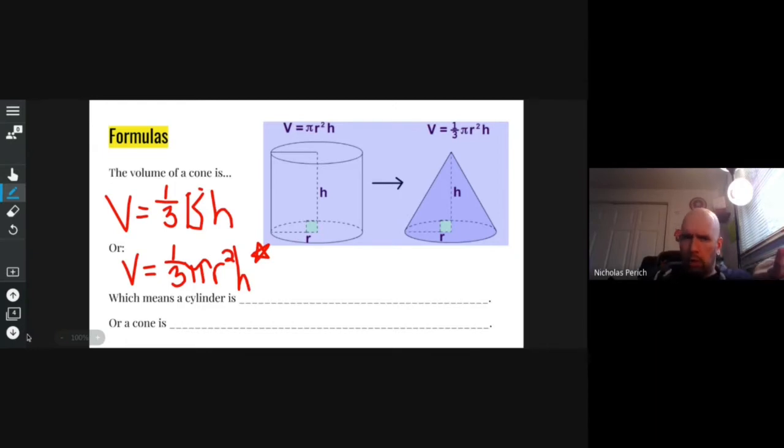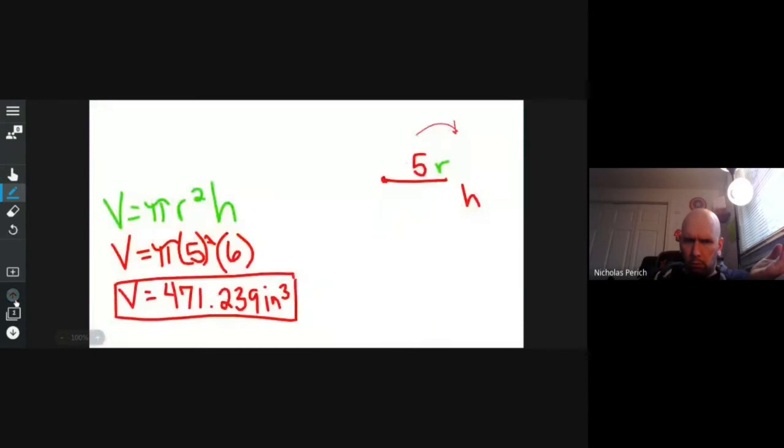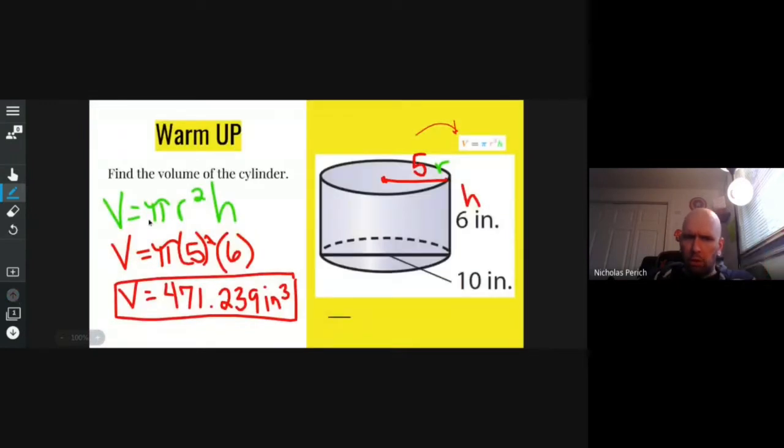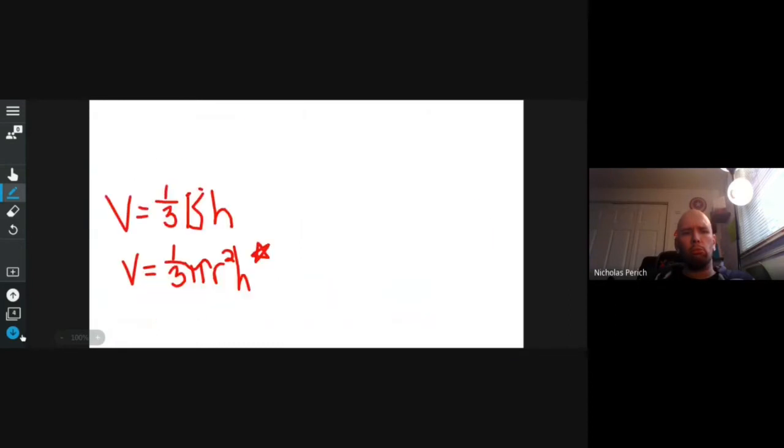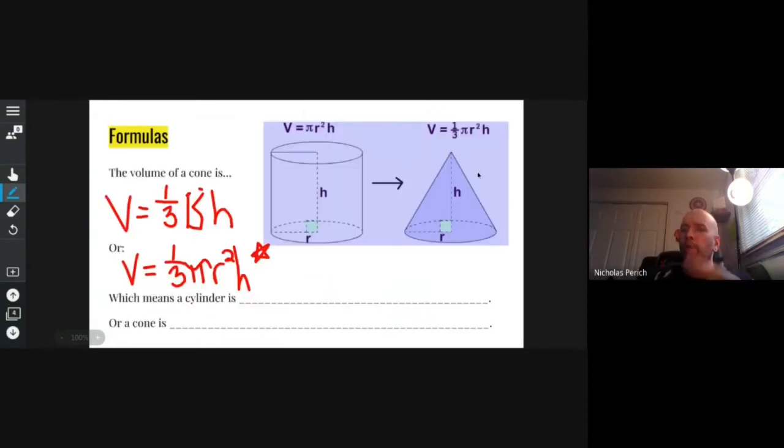Now, wait a minute. The cylinder is pi r squared h. The cone is 1/3 pi r squared h. This is pi r squared h. This is the same exact thing as pi r squared h. So they're the same thing, except a cone is 1/3 of a cylinder.